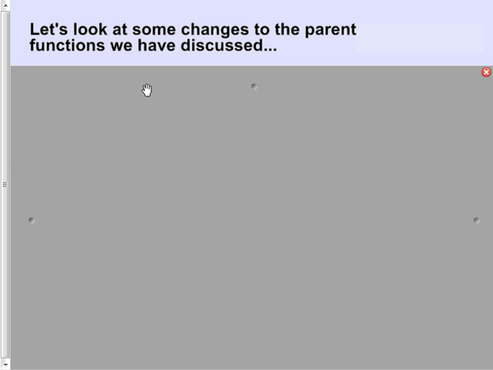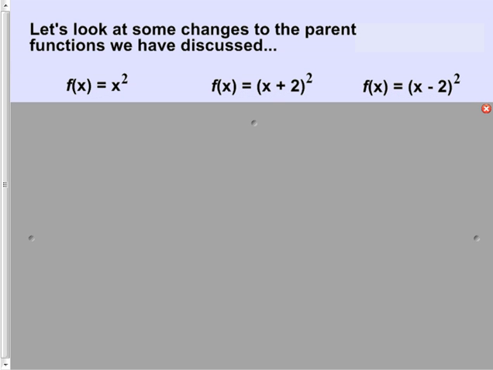Okay, so let's look at some of the changes to the parent functions that we have already discussed. Now, taking a quick glance at these three functions, I hope that you can very quickly identify what type of function this is. These are quadratic. These will graph parabolas. You've got the parent quadratic over on the left-hand side. It has no changes being made to the equation whatsoever. The one in the middle and the one on the right, however, obviously have a change that is being made. These are both phase shifts because we have values added or subtracted specifically to the independent value x.